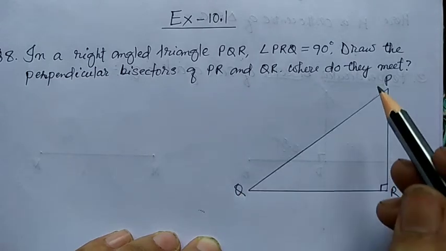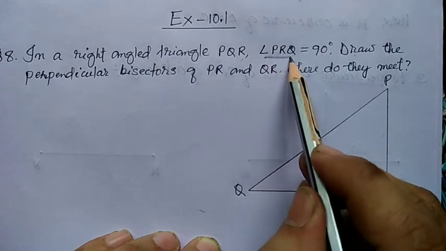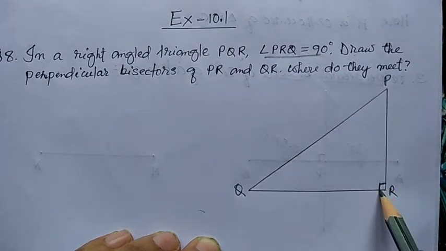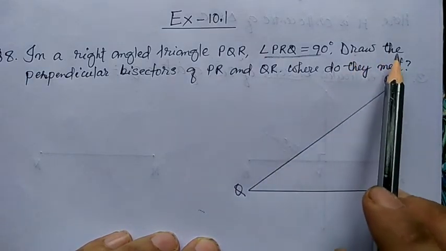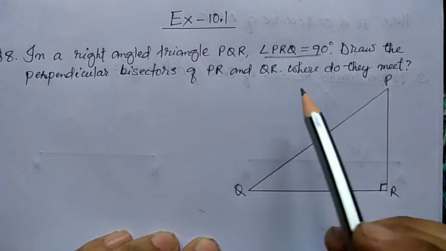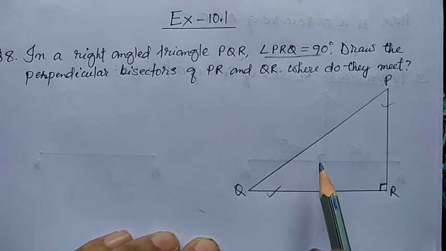PQR, then we get a right triangle PQR, and it is also given that angle PRQ is 90 degrees, so this angle is 90 degrees. Then the second part is draw the perpendicular bisectors of PR, which is this side, and QR, this side. For these two sides, we have to draw perpendicular bisectors.